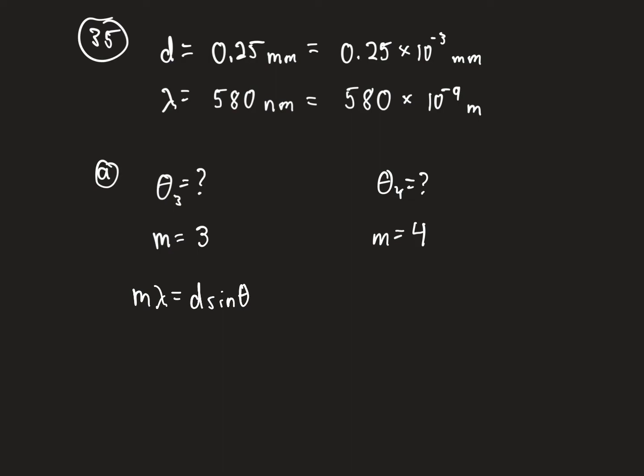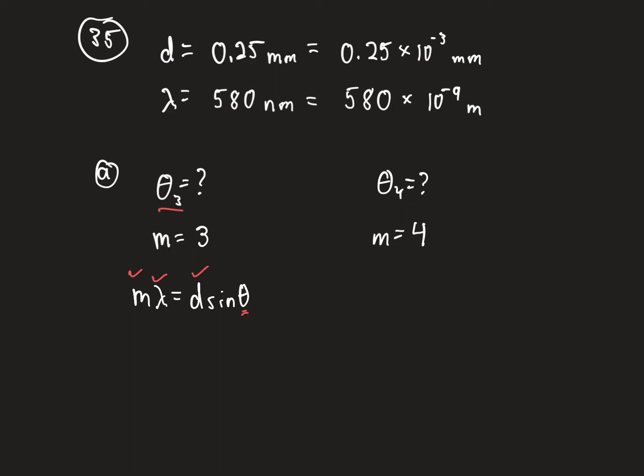Okay, let's look at what I know. Do I know what m is? Yep. Do I know lambda? Yep. Do I know lowercase d? Yep. Do I know sine theta? Well, that's what I'm looking for, right? So this is all good. The one variable I'm looking for is the one variable I don't know. So I need to solve this equation for theta.